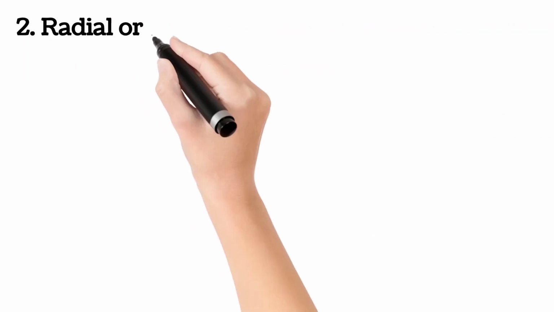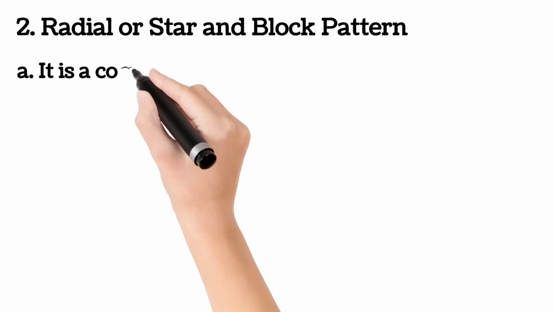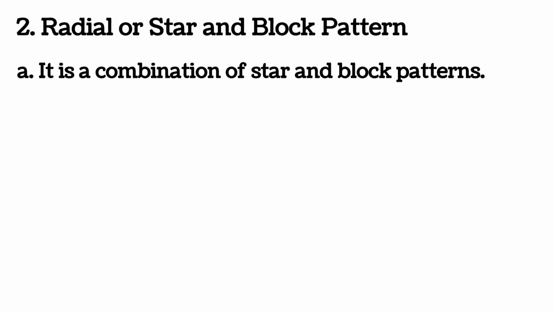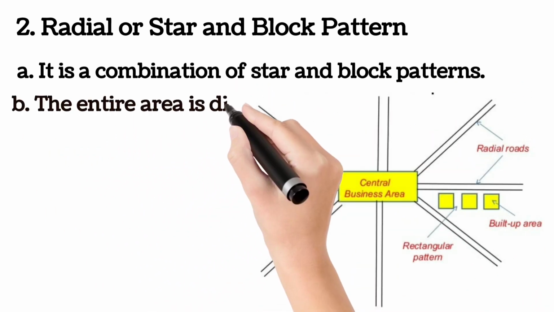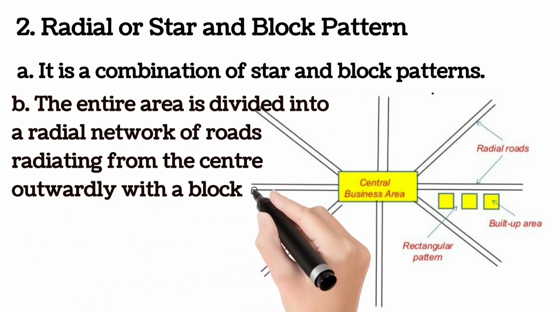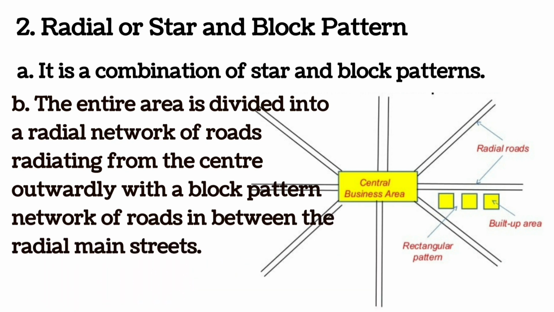The second type of road pattern is radial or star and block pattern. It is a combination of star and block patterns. The entire area is divided into a radial network of roads radiating from the center outwardly, with a block pattern network of roads in between the radial main streets.